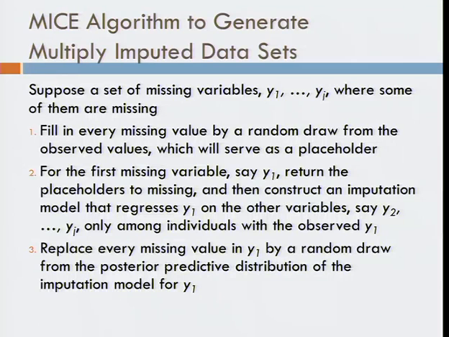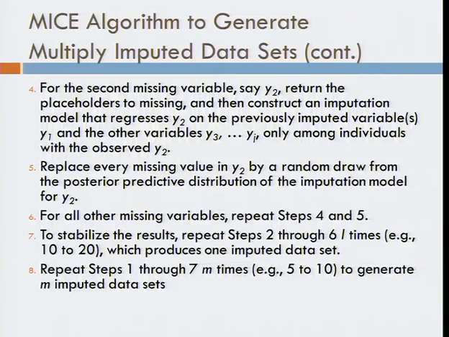Let's move on to the MICE algorithm. I'm not going to go into details for this algorithm, but basically we first fill in every missing variable, and then we impute the first missing variable, and then based on the imputed value, we impute the second missing variable. And we repeat this process for all missing variables. And then to stabilize, we repeat these steps. And then we produce multiple imputed data sets.